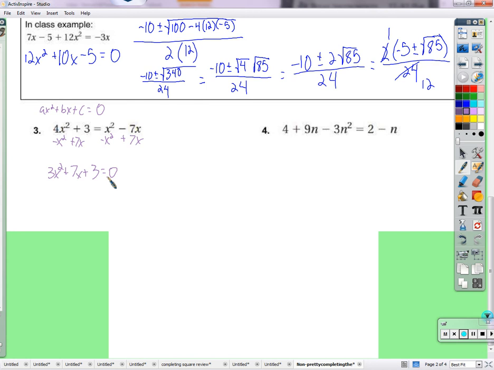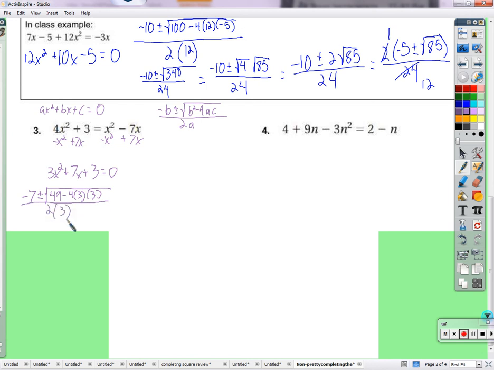Quadratic formula, well, let me write it down, just so we're clear. Negative b plus or minus the square root of b squared minus 4ac over 2a. All right, remember, a is in front of x squared, that's 3. B is in front of x, that's 7. C is the constant. So if we follow this formula, we get negative 7 plus or minus the square root of 7 squared, that's 49, minus 4 times a times c, all over 2 times a.